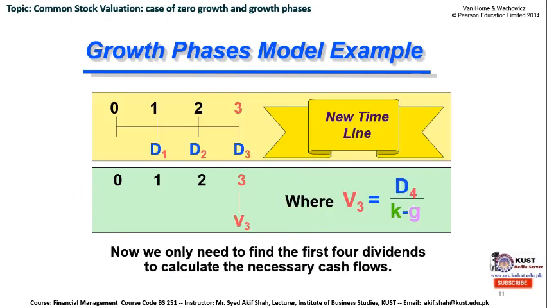So it's now very easy. We got a new timeline as mentioned over here, and the formula for calculating the value at time 3 is D4 divided by KE minus G. So now we only need to find the first four dividends which are important. D0 is 3.24 as mentioned in the question. However, we have to find D1, D2, D3 and then D4 in order to find the total intrinsic value for this common stock under two growth phases of 16% and 8% subsequently.